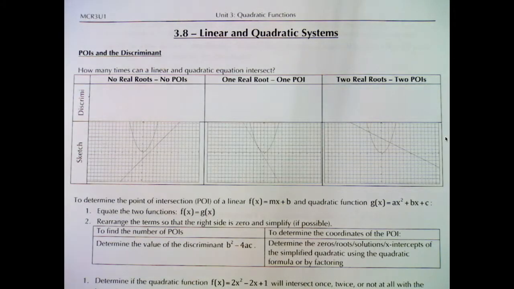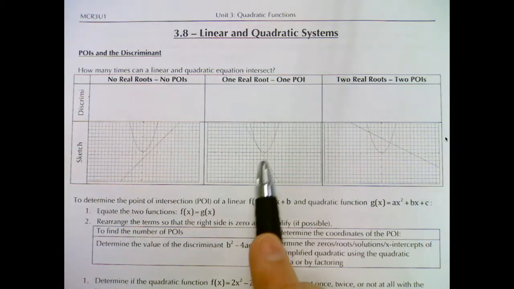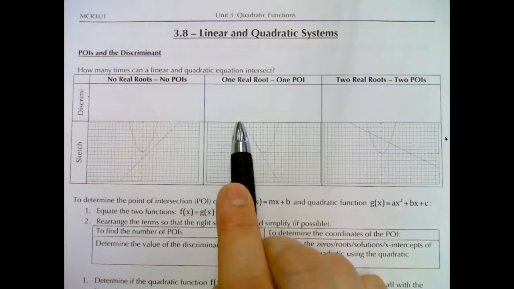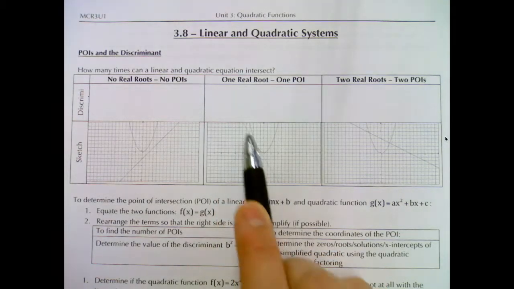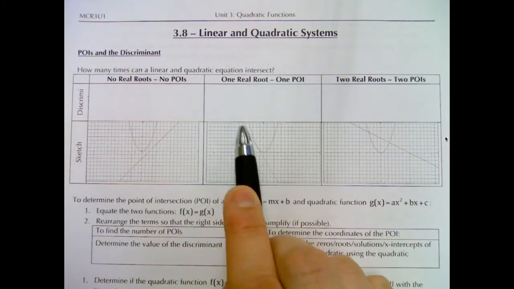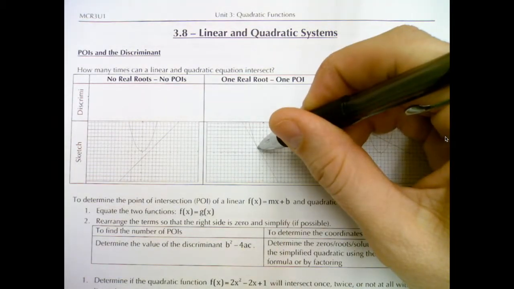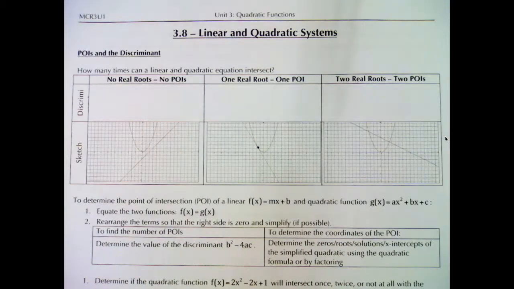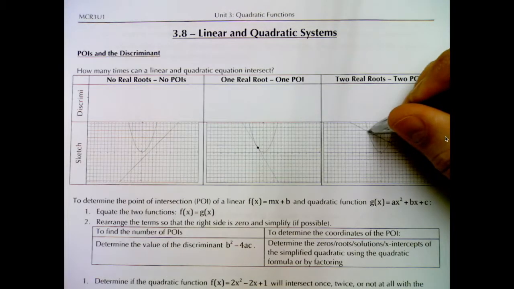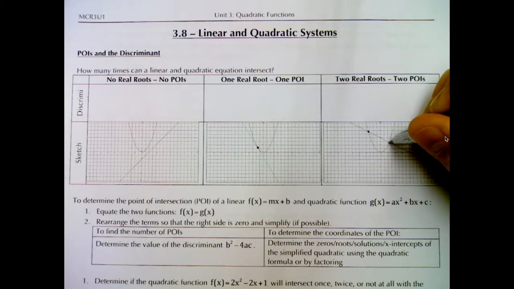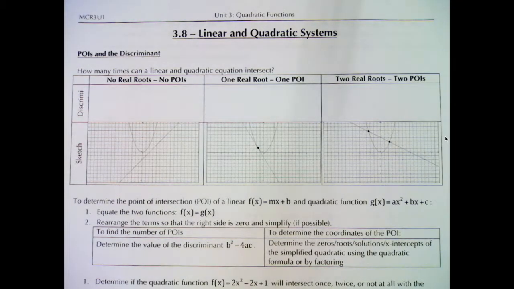Another way parabolas and lines could intersect in a system is they could cross once. And that's when a line is tangent to a curve, which means that it only touches once. And you can see right there, that dot, that's the point where it touches. Alternatively, we could have it cross the parabola and touch twice, which creates three different outcomes.